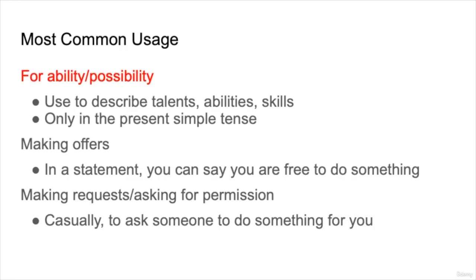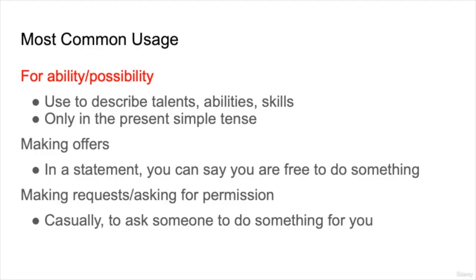Now, can is a very common word, and we have 3 main uses of this word. For this lesson, when we practice, we are going to focus on the first one, for ability or possibility. We use this form to describe talents, abilities, and skills of ourselves and others. We keep this nice and simple by only using the present simple tense for this use.